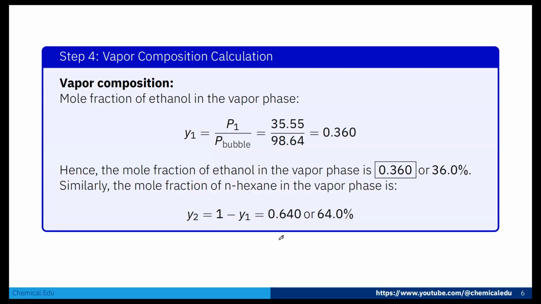So now the vapor composition. The mole fraction of ethanol in the vapor phase, y1, is nothing but P1 by P bubble. P1 we got 35.55, and P bubble is 98.64, so that is 0.360. So the mole fraction of ethanol in the vapor phase is 0.360, that is 36%, and then the mole fraction of n-hexane in the vapor phase, y2, is nothing but 1 minus y1, so that is 0.640, so 64%. That's it.